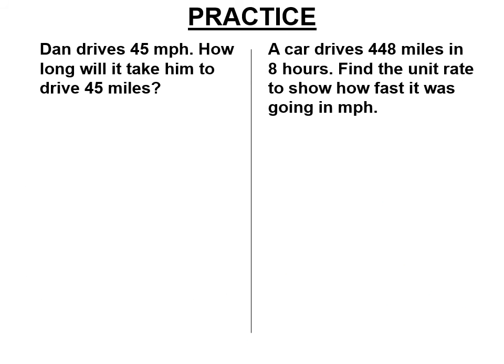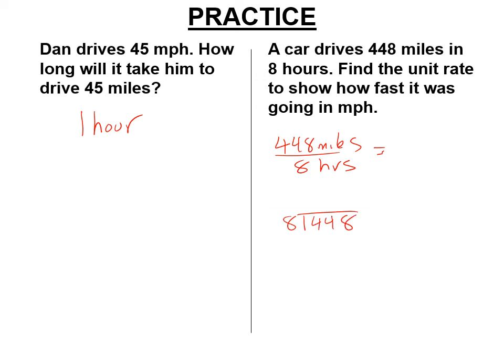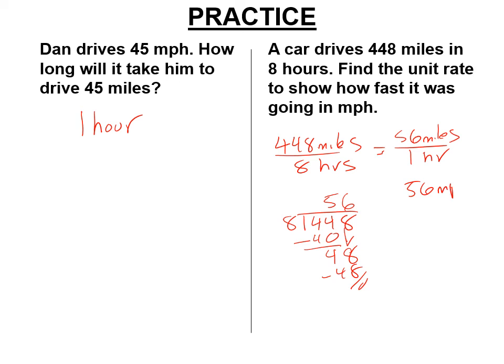All right, let's practice. Dan drives 45 miles per hour. How long will it take him to go 45 miles? 1 hour. All right, understand what 45 miles per hour means. A car drives 448 miles in 8 hours. Find the unit rate. So we're going to do our division. 8 into 44 goes 5. 5 goes above that second 4. Remainder 4, bring down the 8. 8 into 48 goes 6, exactly 6. So this is 56 miles in 1 hour, also known as 56 miles per hour.